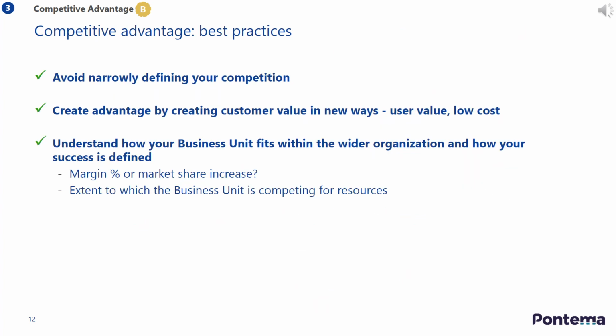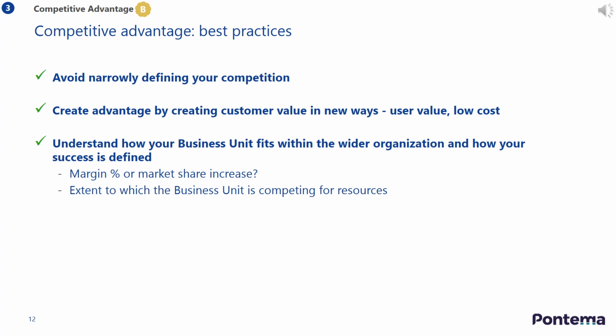When it comes to analyzing your competitive advantages, here are some best practices. Firstly, avoid narrowly defining your competition. Instead, take a wide field of view and question how other competitors are meeting the same consumer needs. Secondly, create competitive advantage by creating customer value in new ways. Focus on user value or at low cost.